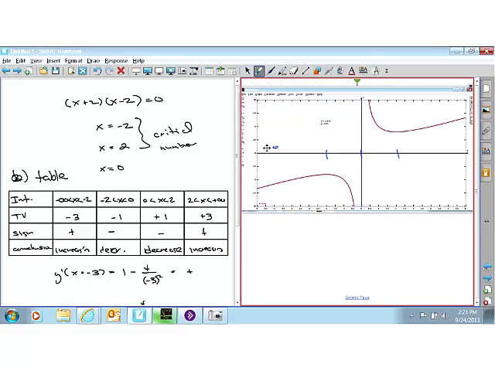This interval, negative infinity to negative 2, is the first interval. The second interval was from negative 2 to 0. That's this interval. And we went from 0 to 2, which is this interval. And then we went from 2 to positive infinity. So those are the 4 intervals. This one, this one, this one. We didn't include negative 2, 0, or 2 in the intervals.